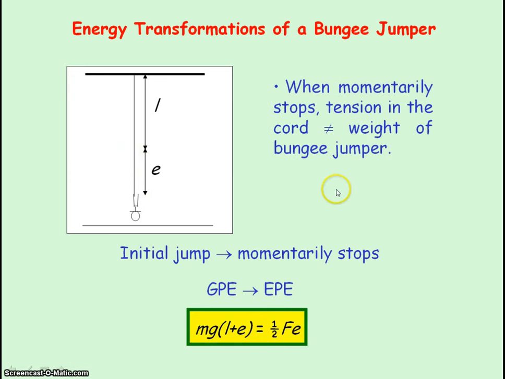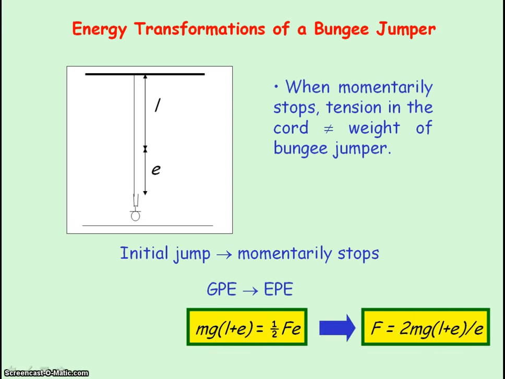It's important to note that when the bungee jumper momentarily stops, the tension in the cord does not equal the weight of the bungee jumper. We can use this equation to determine the tension in the cord, the deforming force on the bungee cord. That force will equal 2 multiplied by the initial gravitational potential energy divided by the extension e.